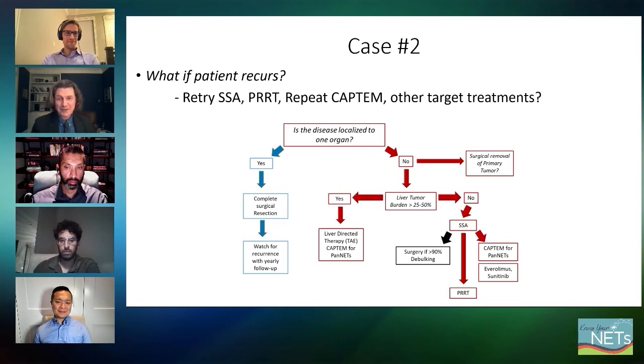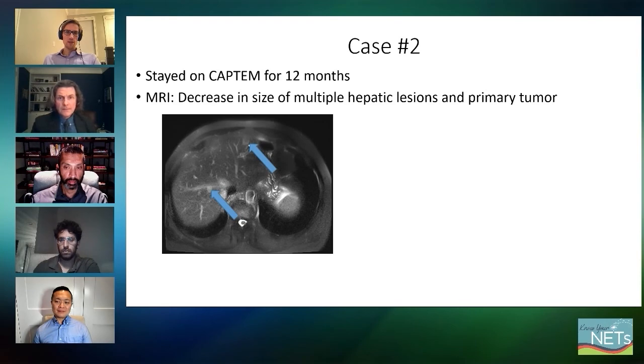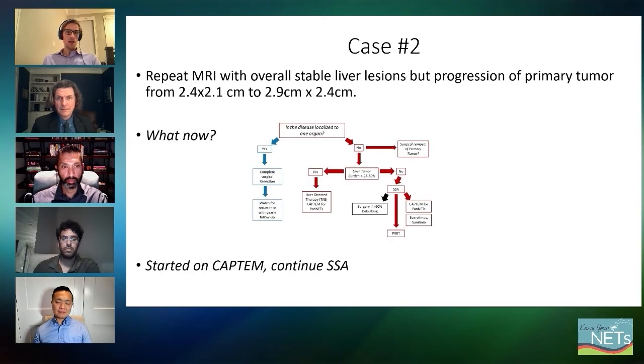There is no right answer typically. Right, because I would completely agree. And this is about sequencing, right? We could have just branched off in a completely different pathway by just saying, well, the hepatic lesions, which is probably the most important prognostic factor for this patient, did not significantly change after the lanreotide therapy here. But the primary tumor grew a little bit, right?